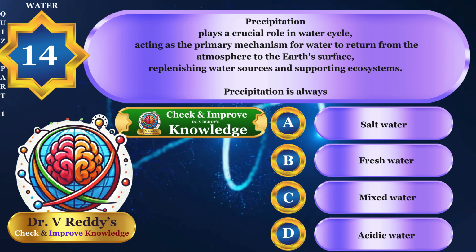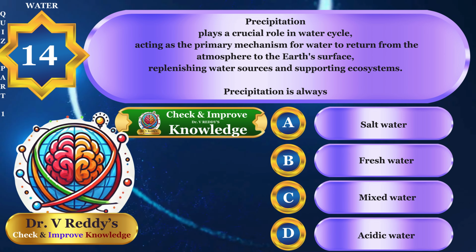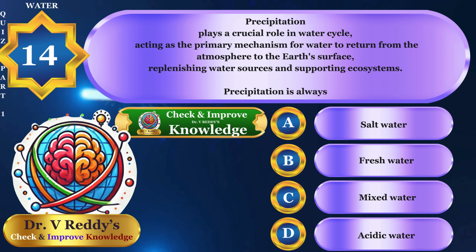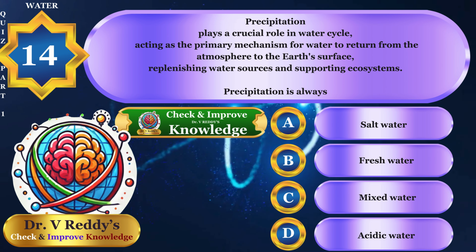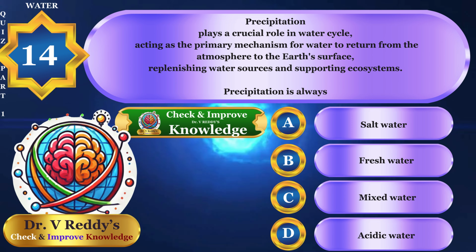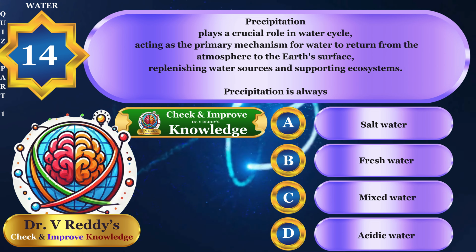14. Precipitation plays a crucial role in the water cycle, acting as the primary mechanism for water to return from the atmosphere to the Earth's surface, replenishing water sources and supporting ecosystems. Precipitation is always A. Salt water, B. Fresh water, C. Mixed water, D. Acidic water.